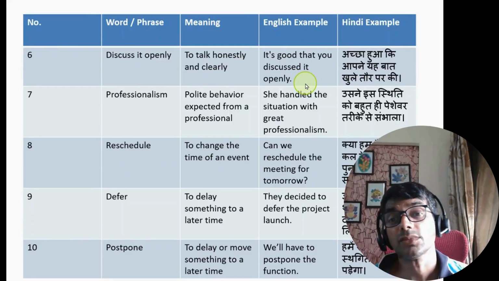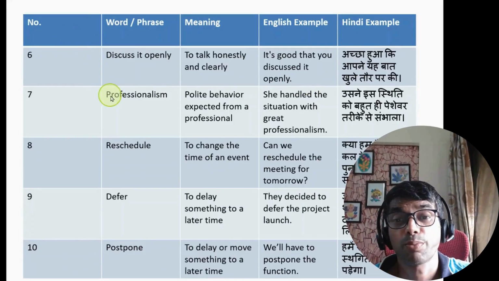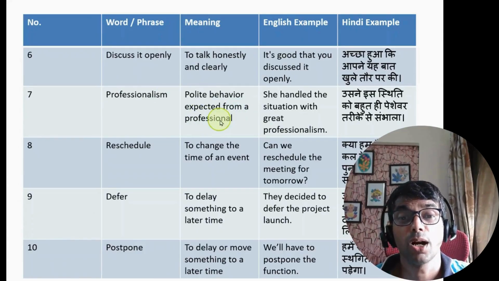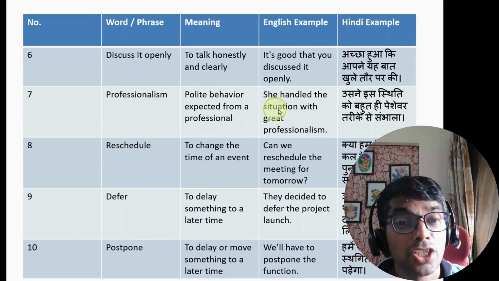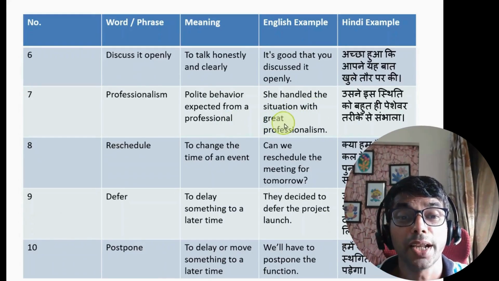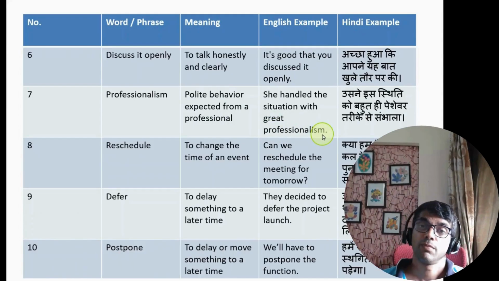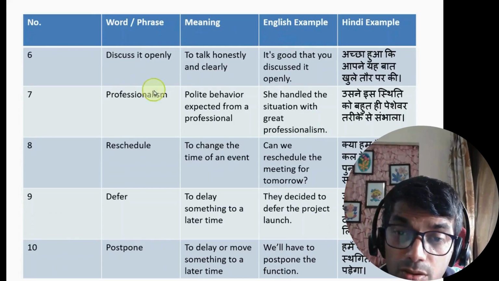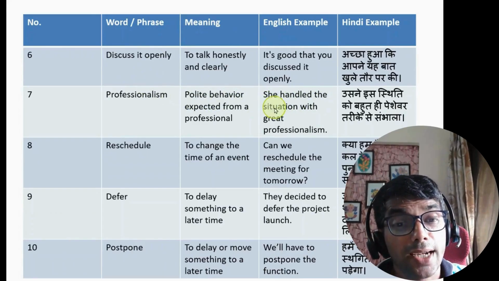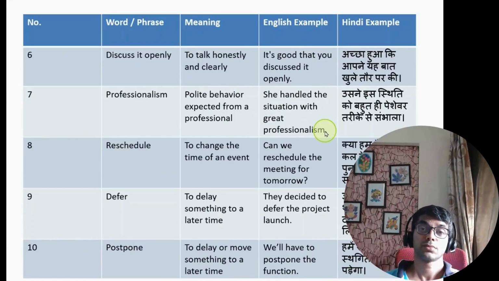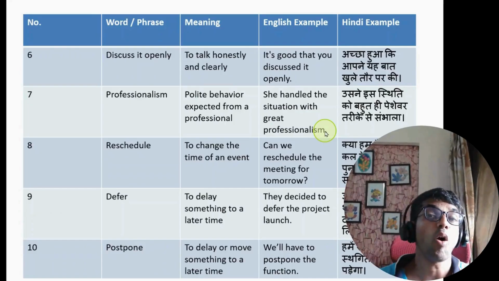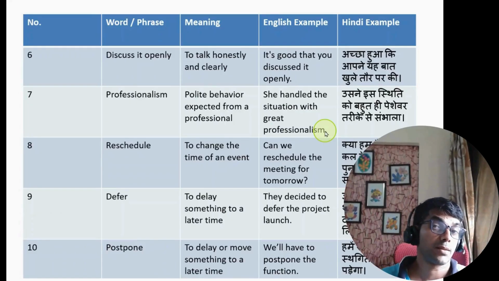Then the next word or phrase is professionalism. What's its meaning? Polite behavior expected from a professional. Example, she handled the situation with great professionalism. What kind of situation? There is some dispute in office.